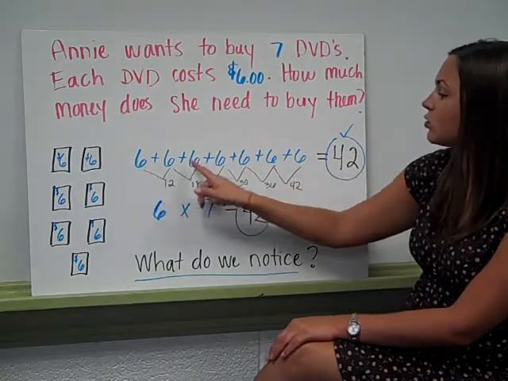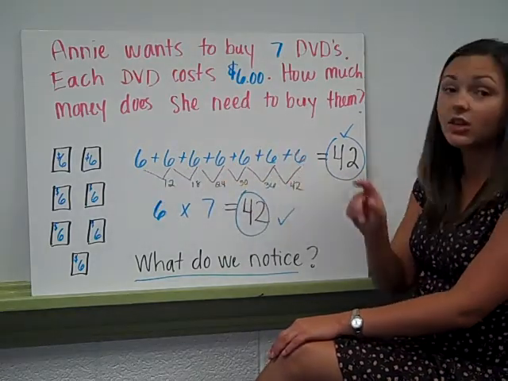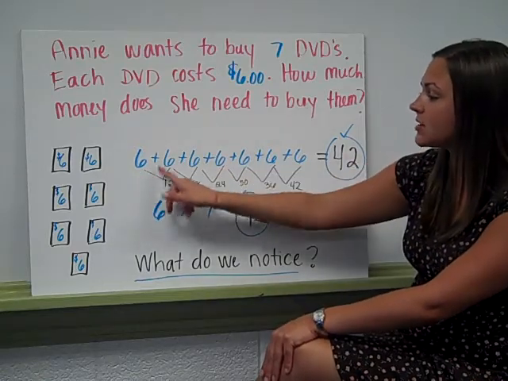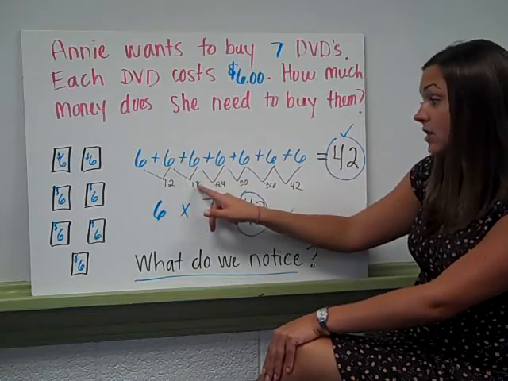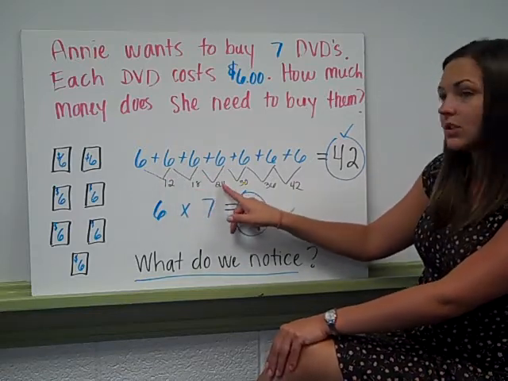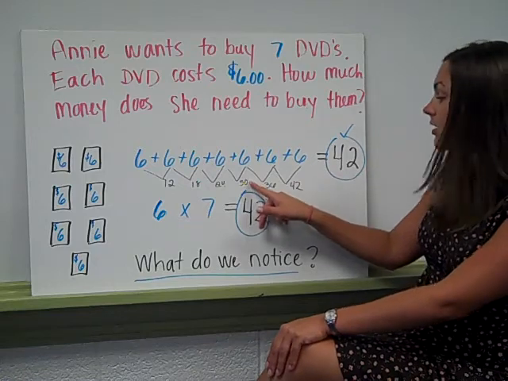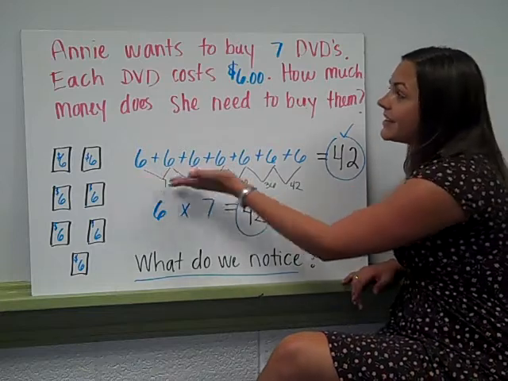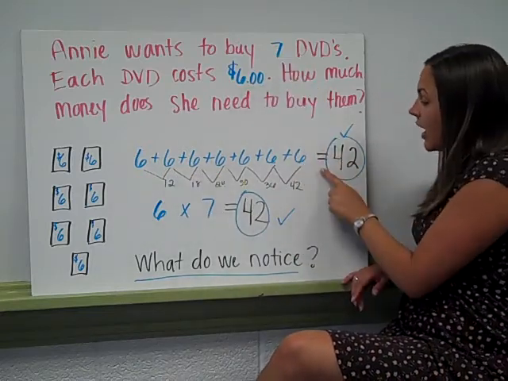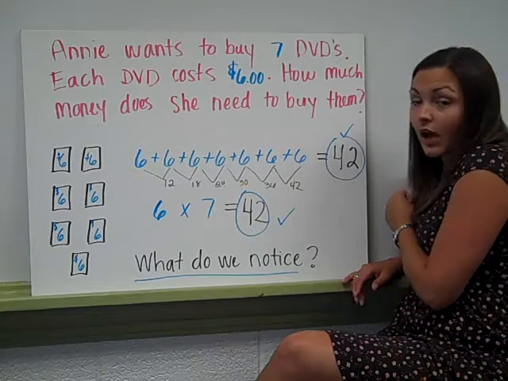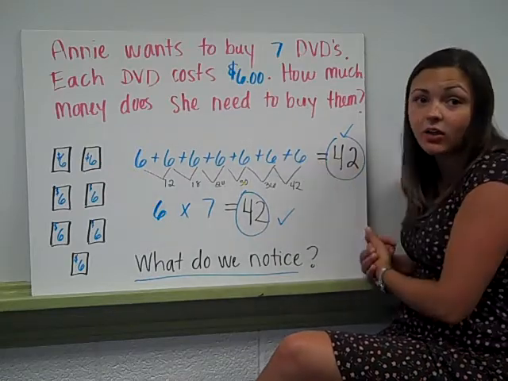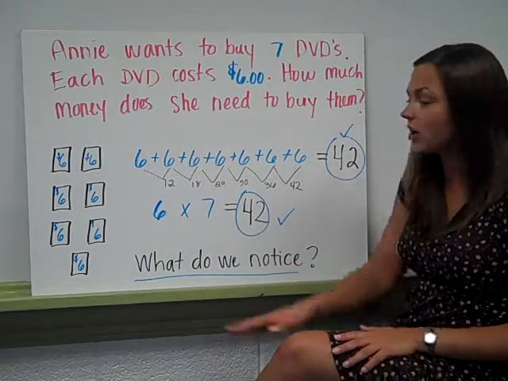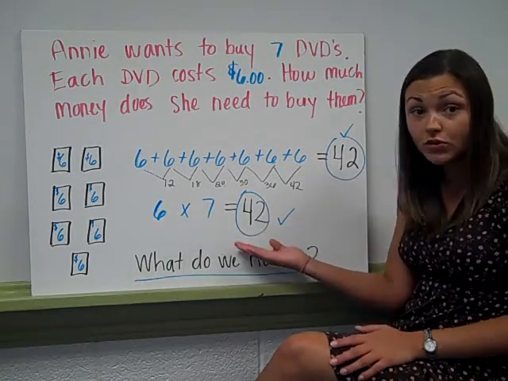6 plus 6 plus 6 plus 6 plus 6 plus 6. I have 1, 2, 3, 4, 5, 6, 7 sixes to add up. One DVD is $6, plus another DVD is 12, plus another DVD is 18, plus another one is 24, plus another one is 30, plus another one is 36, plus another one is 42. So if I add $6 up 7 times, I get $42. That is what Annie would need to buy all these DVDs. And if I just use multiplication, my multiplication equation is 6 times 7, which equals 42 as well.